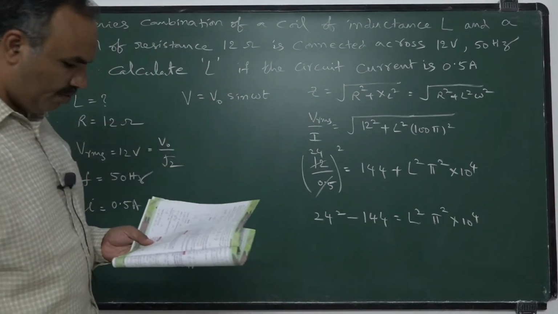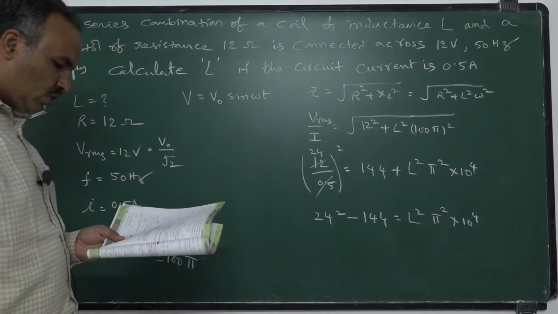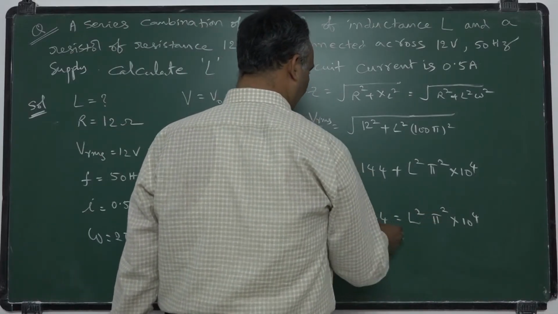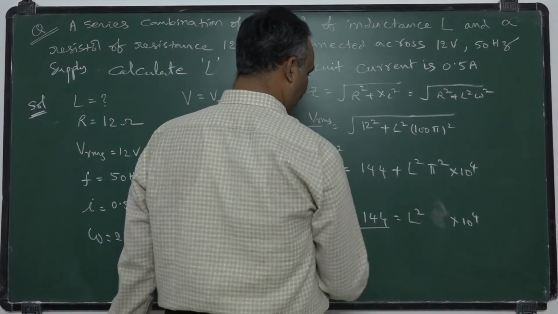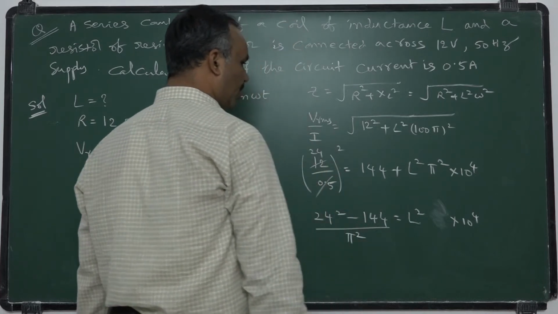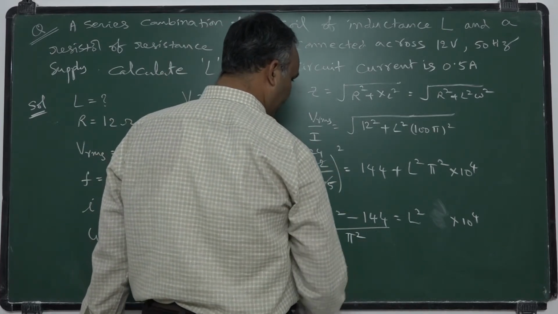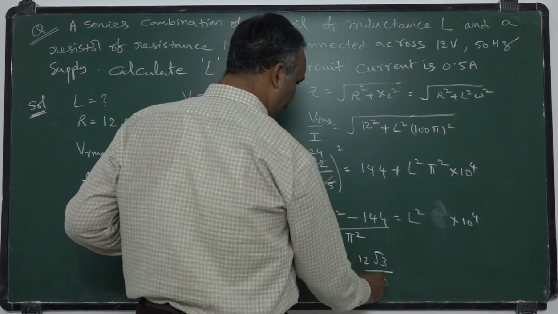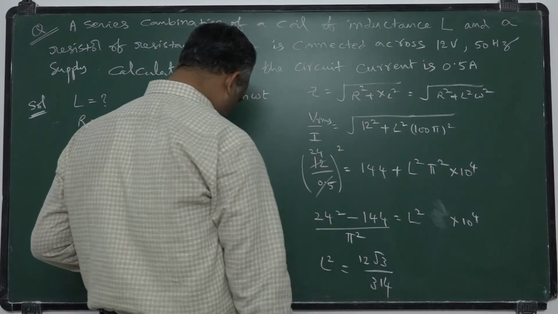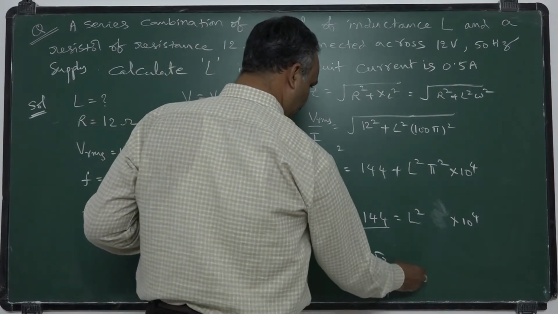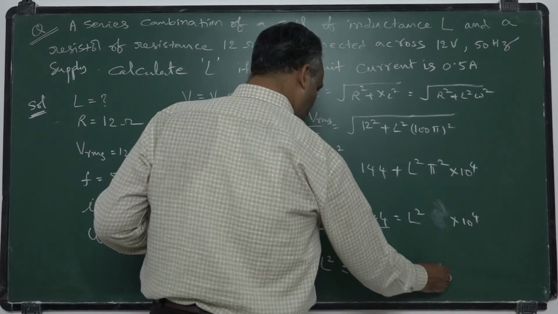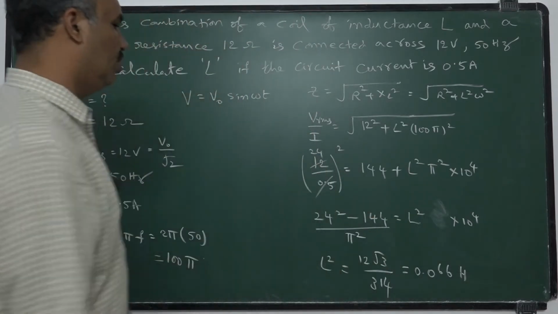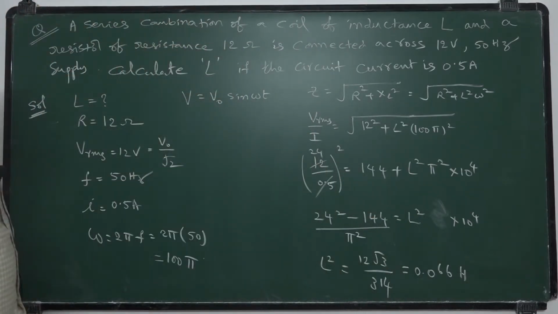So if you simplify 24 square minus 12 square, by this pi square, you can bring it to this side. Pi value is 3.14. So finally L square can be taken as 12 root 3 by 314. On simplification, you will get 0.066 Henry. This is a simple solution. This is all mathematical simplification only.